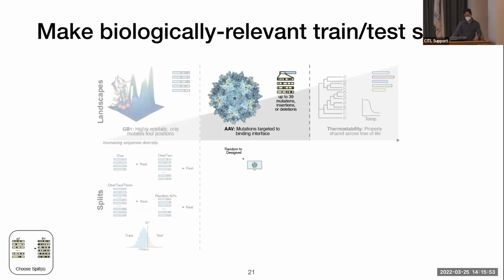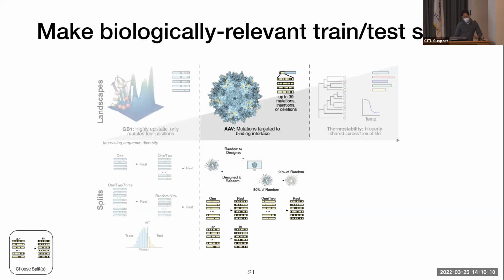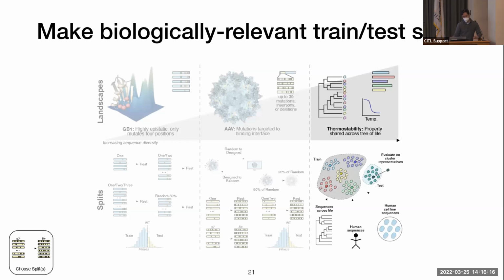Similarly for AAV, we do random design. So they had some sequences that were generated randomly and some that they had used simple models to design. We can also reverse that. And we have the random split. Then we have the single mutants versus the rest, double mutants versus the rest, 7 or 3 mutations versus 8 or more. And then the same low to high.